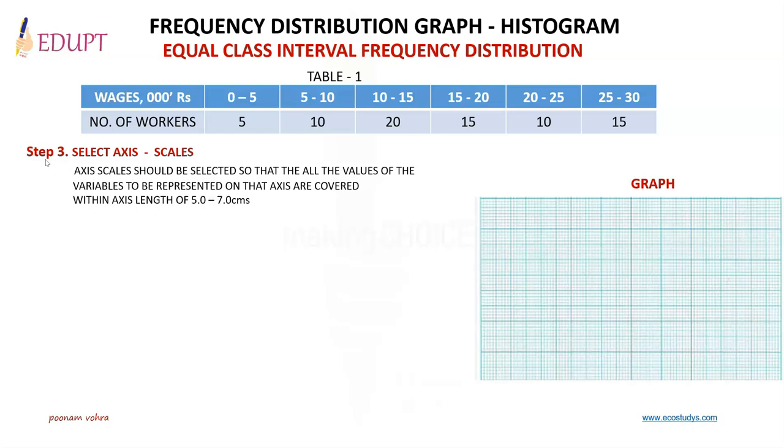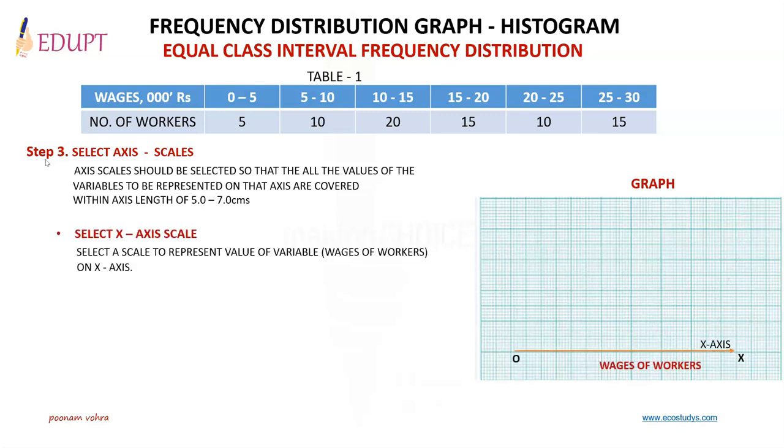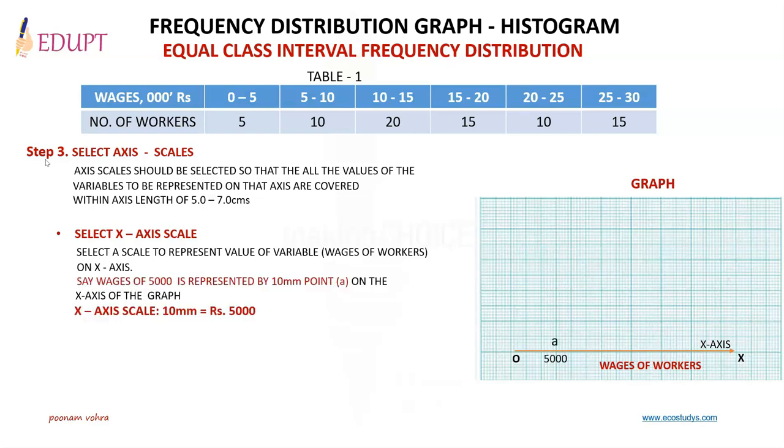It should be selected so that all the values of the variables to be represented on that axis are covered within the axis length of 5 to 7 centimeters. So for x-axis, let's select a scale to represent value of variables, that is wages, on x-axis. Say wages of 5,000 is represented by 10 mm point, which is given as A on x-axis. So x-axis scale is 10 mm is equal to 5,000 rupees.